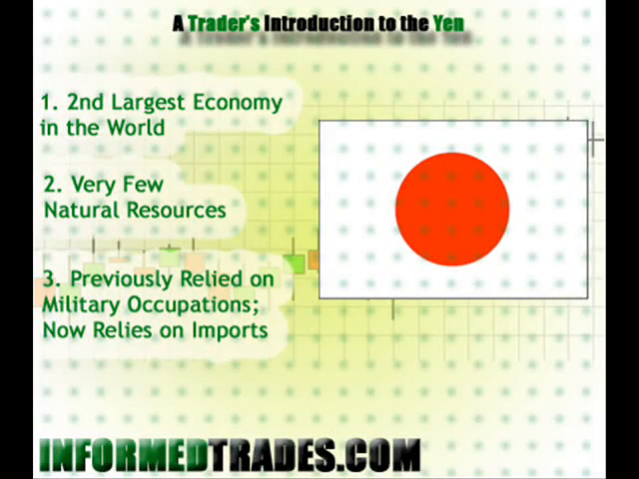Japan has the second largest economy in the world behind the United States, and an economic history that is the starting point for understanding the fundamentals of the yen. The first thing that is important to understand from a fundamental standpoint about the Japanese economy is that, unlike the United States, Japan has very few natural resources.